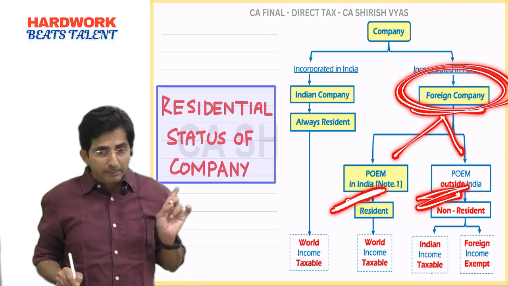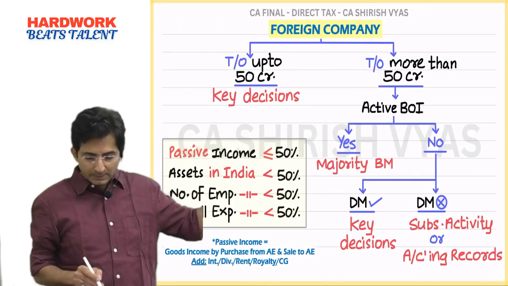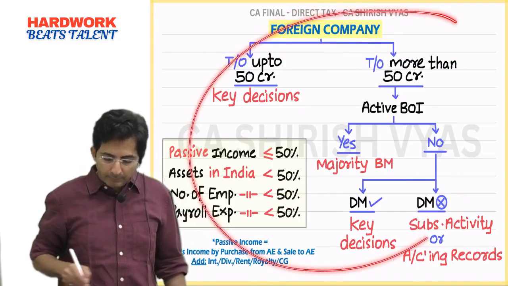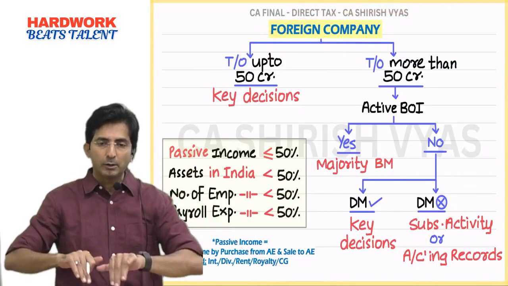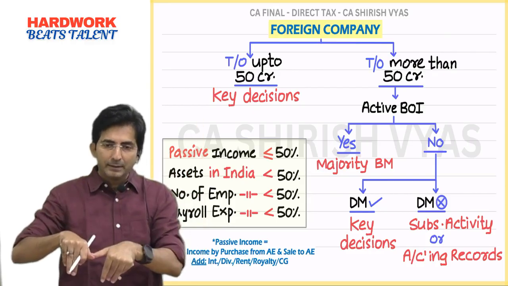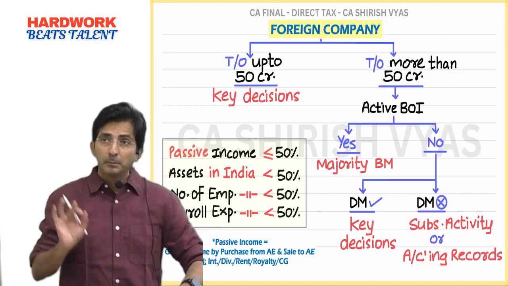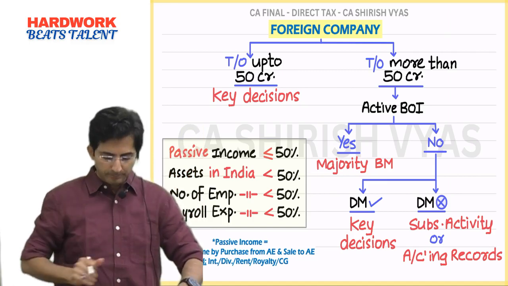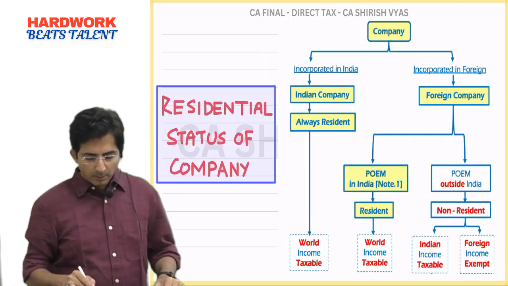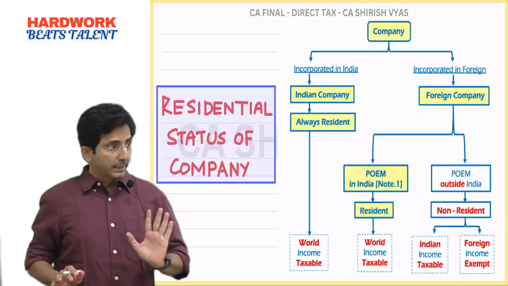For this, I made a different chart. See, for a foreign company it starts with this. So depending upon this chart, we decide whether the POEM is inside or outside. If POEM outside, then NR; POEM inside, then resident. POEM is place of effective management. Okay. So this was the resident status of a company.